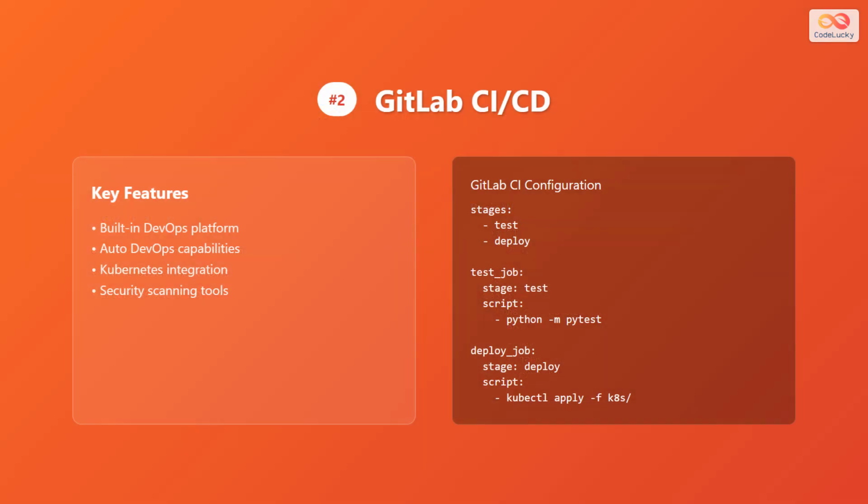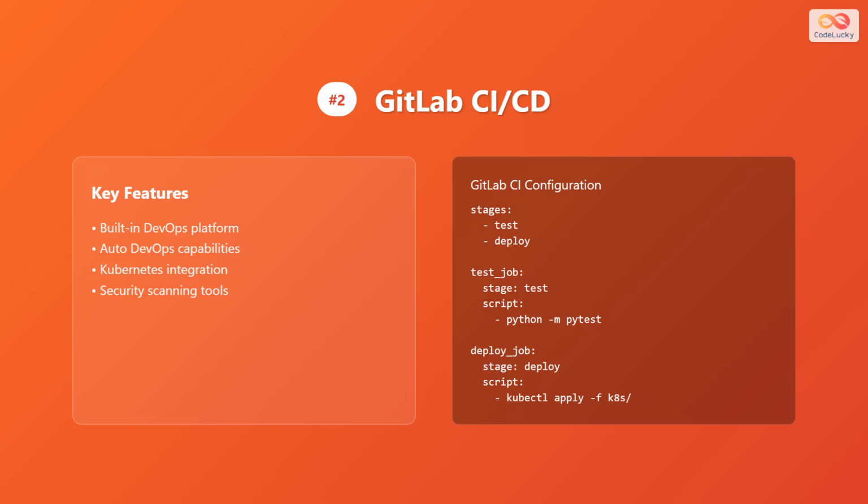At number 2 is GitLab CI/CD, which is tightly integrated into the GitLab DevOps platform. It offers auto DevOps capabilities, providing automated configurations and workflows for different types of projects. GitLab CI/CD also integrates seamlessly with Kubernetes, making it easy to deploy applications to containerized environments. Security scanning tools are also included, enabling automated vulnerability assessments during the CI/CD process.